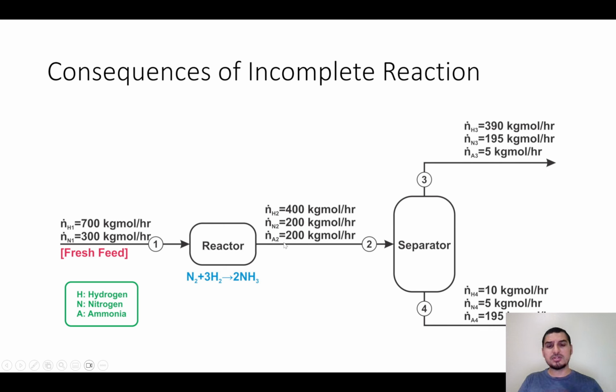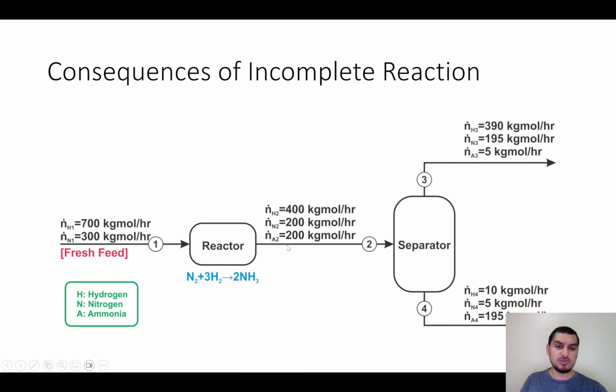The conversion of nitrogen, I'm sorry, is almost 33%. So we have 300 moles in, and only 100 are converted, which is one third of the nitrogen fed. And then we have 200 moles out with 400 moles of hydrogen and 200 moles of ammonia left. And this is the desired product.